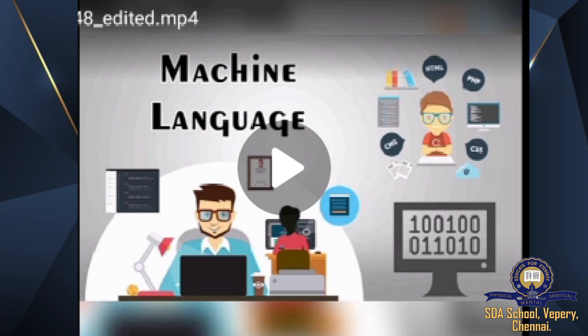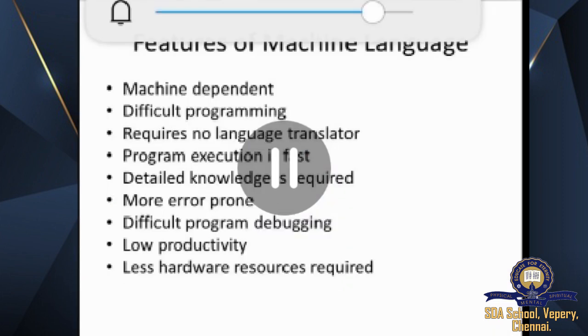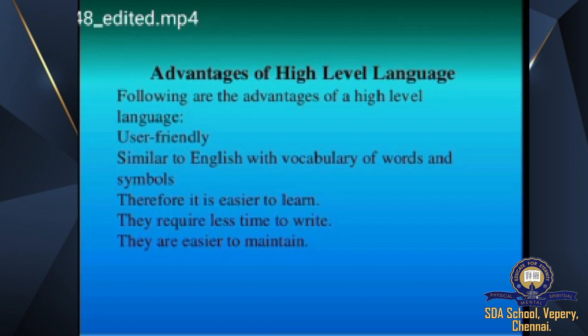Now we are going to higher level language. First we study the introduction part of higher level language. Higher level language was developed in the mid 1950s. This language is widely used by programmers to communicate with the computer. Unlike symbolic languages, high level languages use a combination of English words and mathematical symbols.